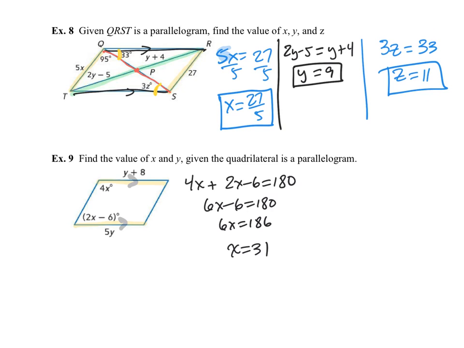All right. And then finally, to find y, if this is a parallelogram, then these yellow sides, not only are they parallel, but they're also congruent, which means their measures are equal. So we can say that y plus 8 is equal to 5y. So I'm going to subtract a y from both sides and get that 8 is equal to 4y. Divide both sides by 4, so y then is equal to 2.